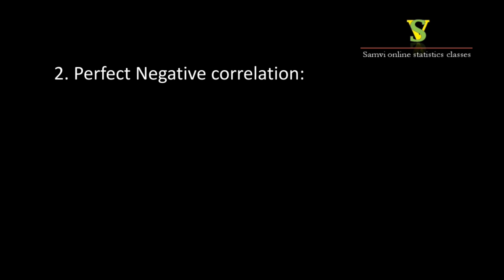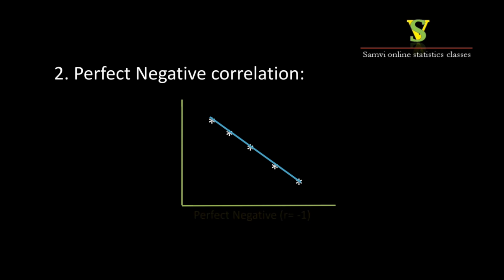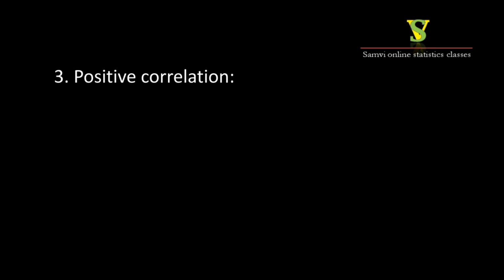The second type is perfect negative correlation. If you plotted the graph, and all the points are on the straight line but show a decreasing slope, then we can say that it is perfect negative correlation, where R equals -1.